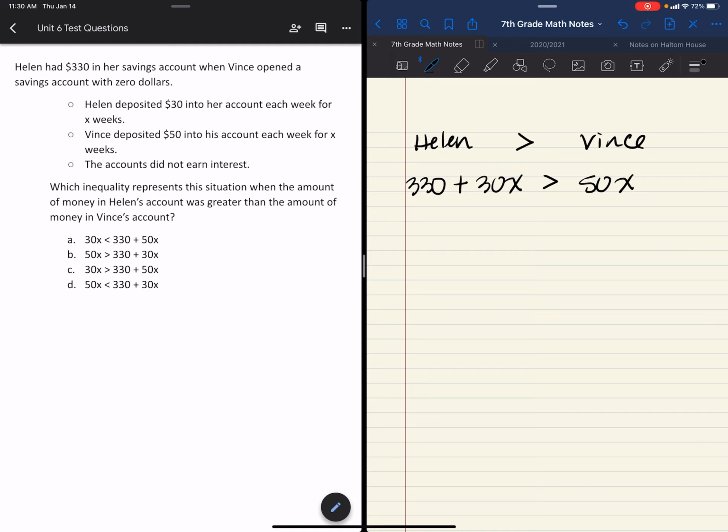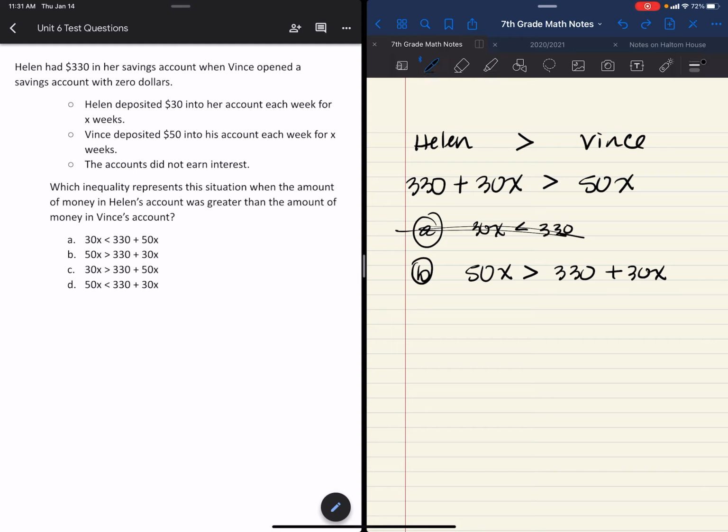So now that I've actually already written my inequality, I just need to match it with one of my answer choices. So looking at A, it has 30x on one side without the 330 already being in there, which means it can't be A. Answer choice B has 50x on the greater than side, not the less than side, and clearly we need it to be on the less than side.